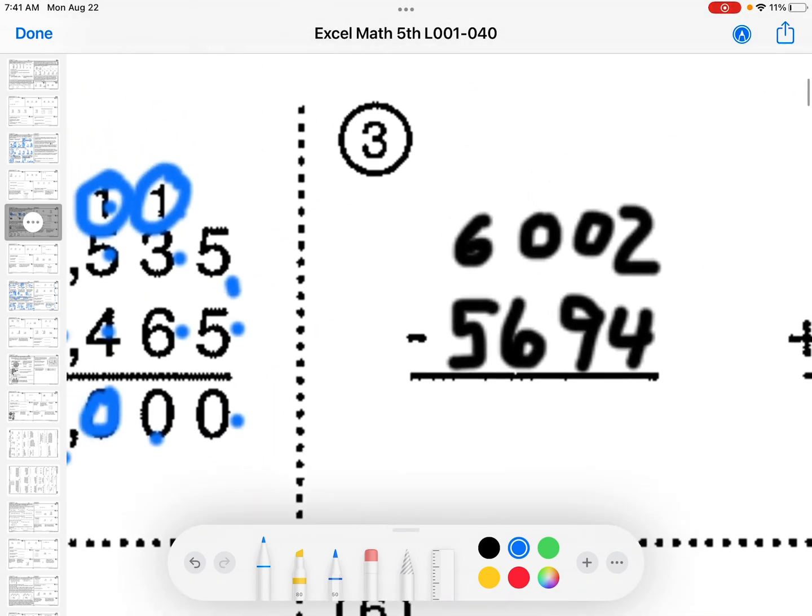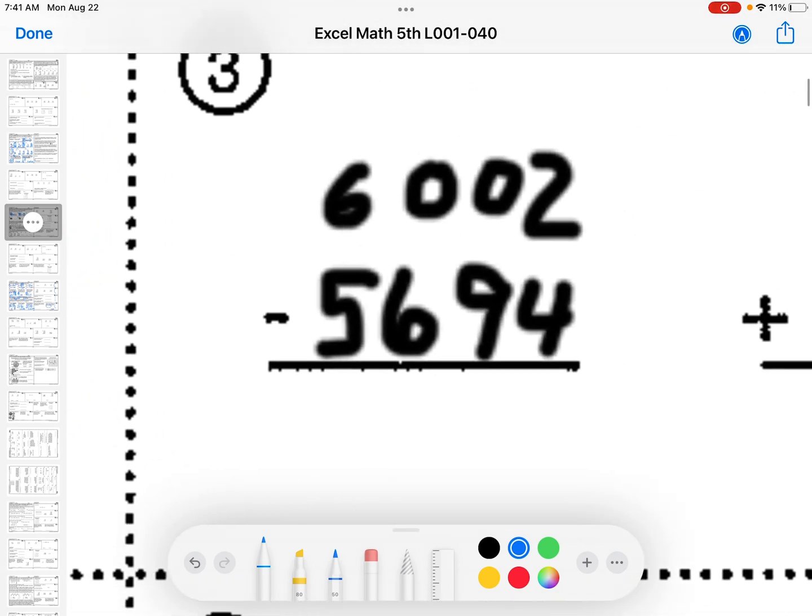Okay, here is number 3. It's not written on your paper. You're going to have to copy it and then try that problem on your own. Turn the video back on when you've tried to get the solution. Give it your best shot.